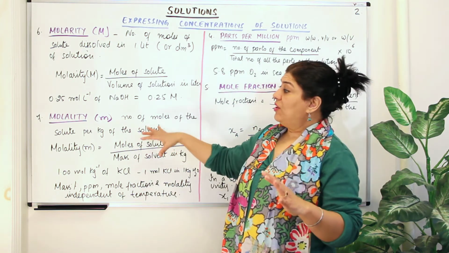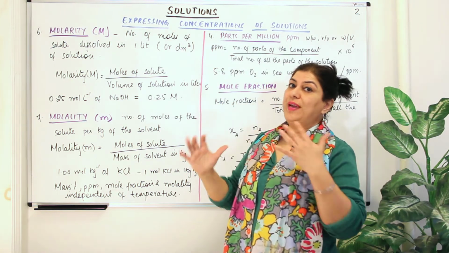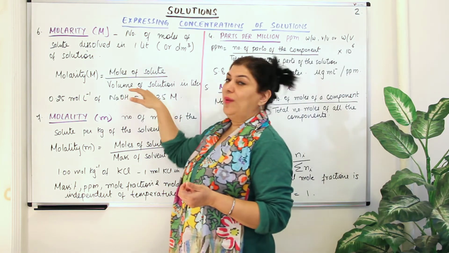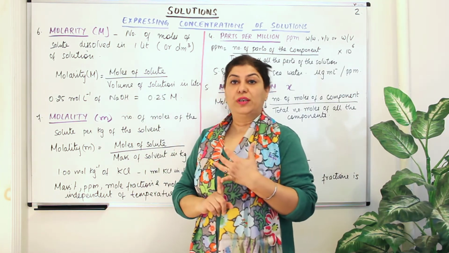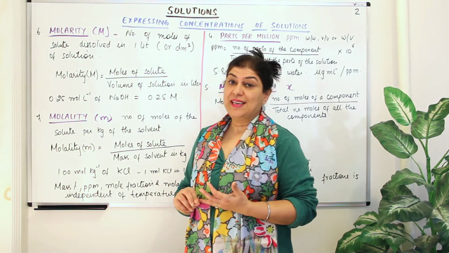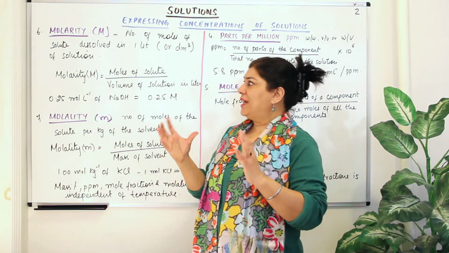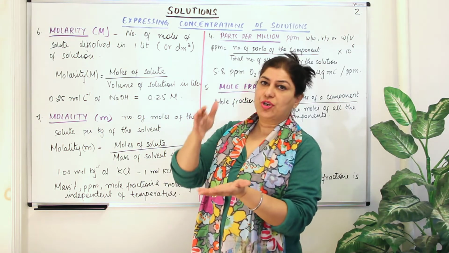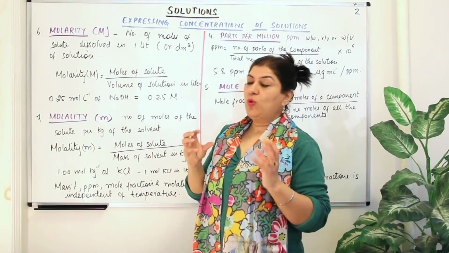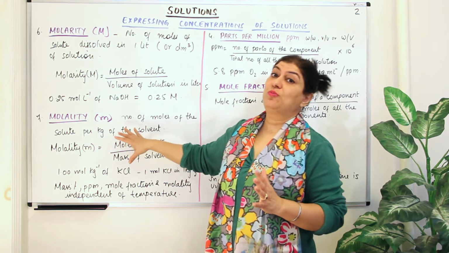Now, we noticed that in all the six ways in which we expressed the concentration, in the denominator, we always had either the mass of the solution or the volume of the solution, right? Sometimes it is not possible to really measure both the solute and the solvent together, and you want an exact amount of the solvent too. For that, we use molality.